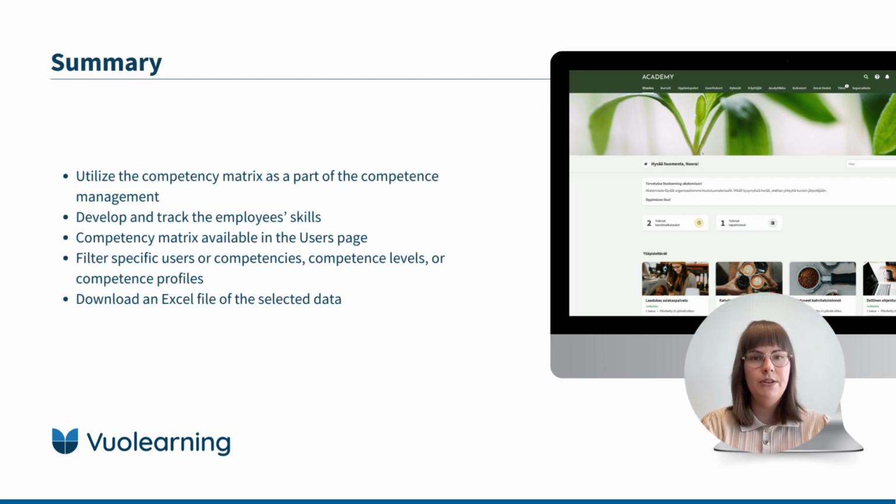So the competency matrix can be utilized as a part of a competence management. You can track employee skills and develop them in the desired direction. The competency matrix is available on the Vuolearning platform's users page. It allows you to easily see the employees and their competencies. You can filter specific user groups or specific competencies, their levels, or competence profiles. You can download a report of the selected data to Excel.